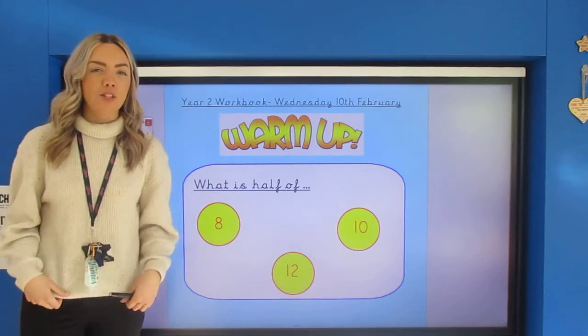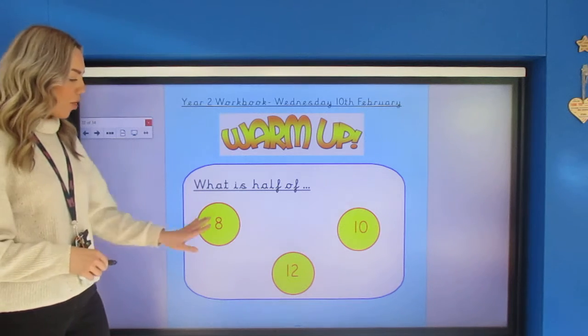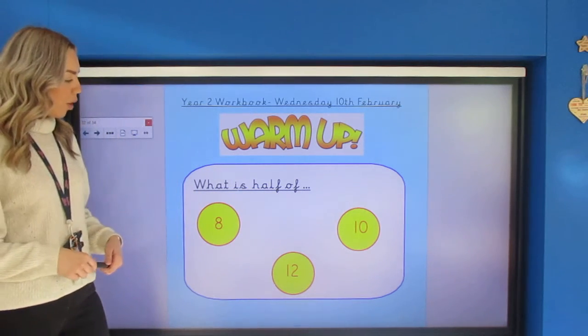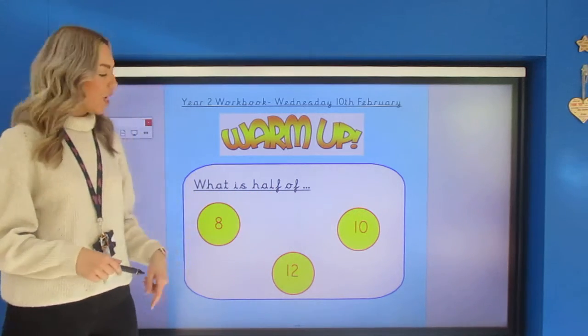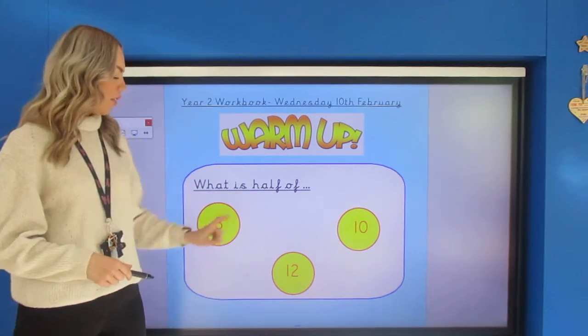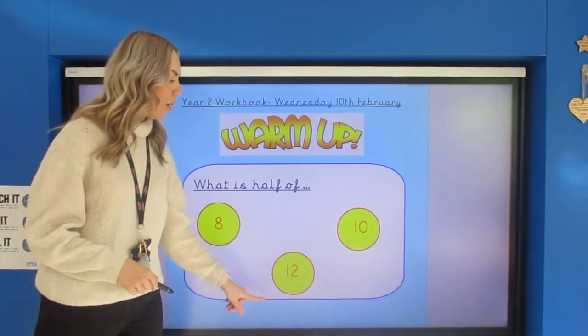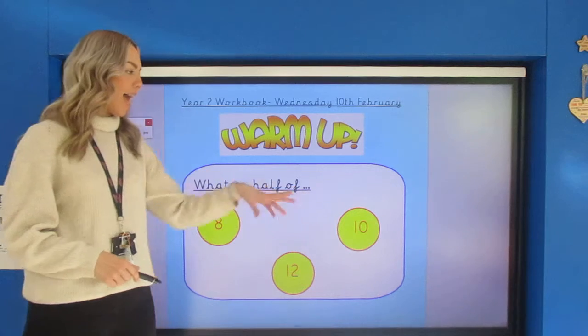Okay, so let's start then with our warm-up. Now today, for our warm-up, I have got 3 numbers in my circles and I would like you to find me half of each number. So what is half of the number 8? What is half of the number 12? And what is half of the number 10?